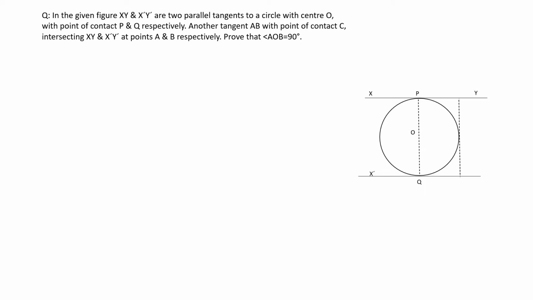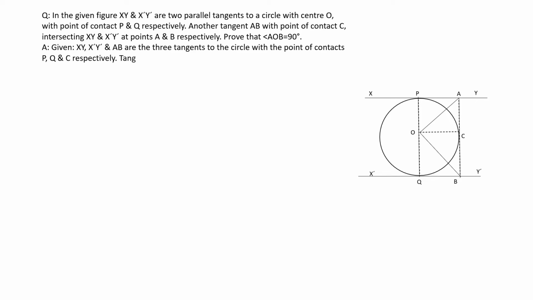Let's draw the picture. Given XY, X'Y' and AB are the three tangents to the circle with points of contact P, Q and C respectively. Tangent AB intersects XY and X'Y' at points A and B respectively. We need to prove angle AOB equals 90 degrees. That means this particular angle equals 90 degrees.